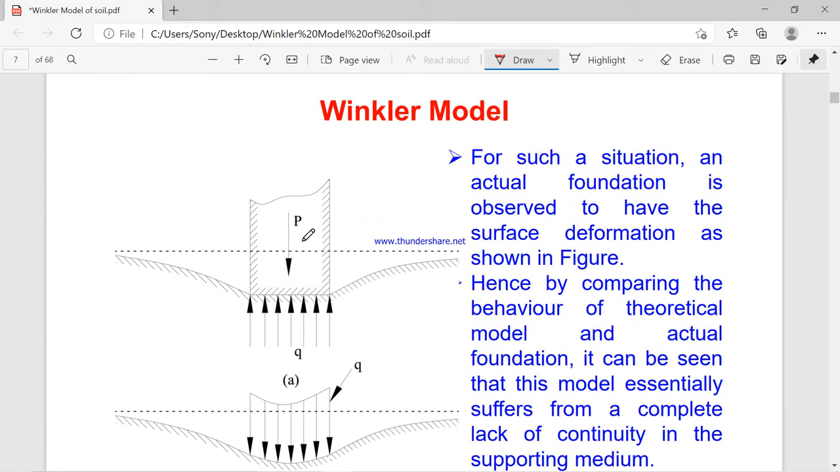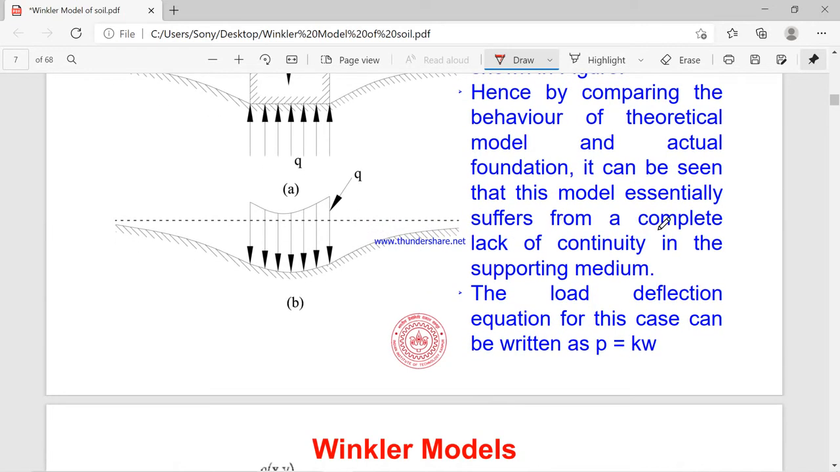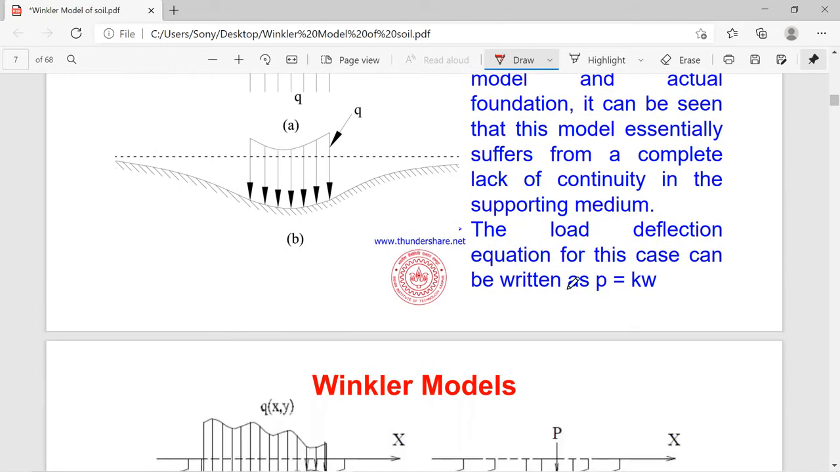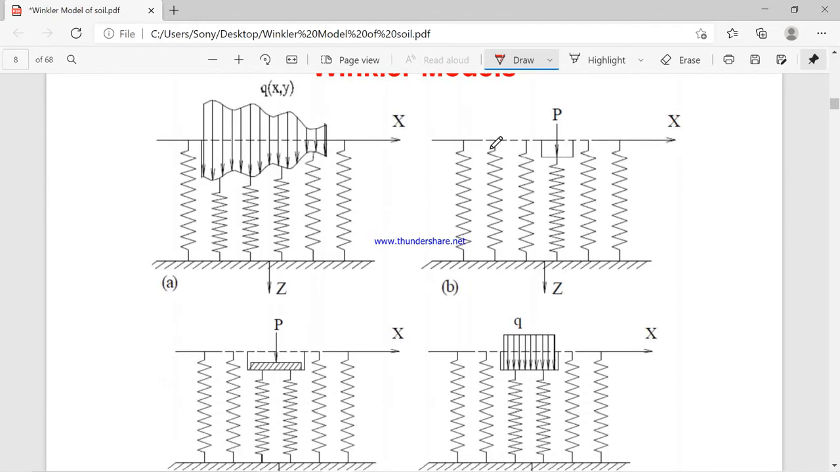Whatever portion is loaded on the soil, that portion is oppositely acted upon by an uplift pressure from the soil. Hence, by comparing the behavior of the theoretical model and the actual foundation, it can be seen that this model essentially suffers from a complete lack of continuity in the support medium. The load-deflection equation for this case can be written as P equal to Kw. Now in the Winkler model, X is horizontal, Y is vertical, and it can be converted into a soil spring model like this.